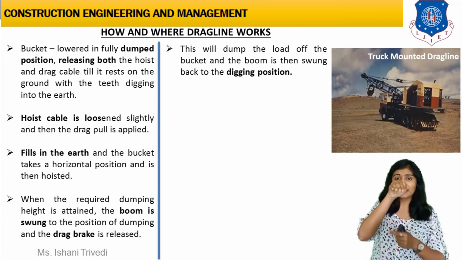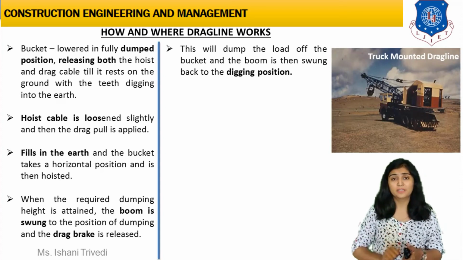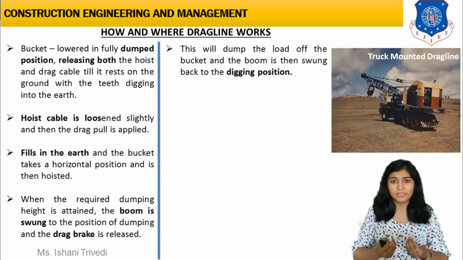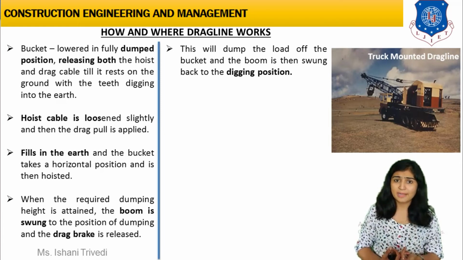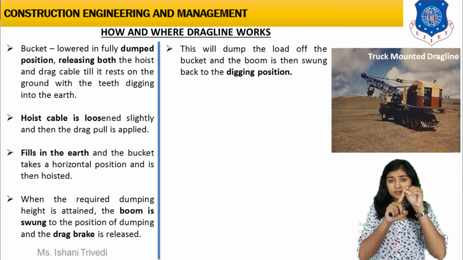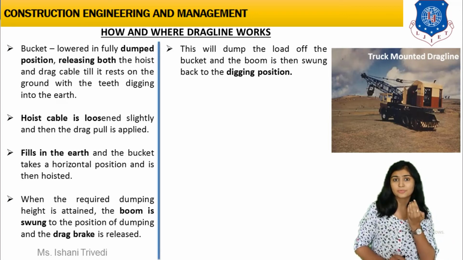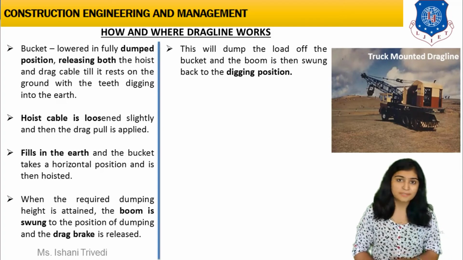If these are the teeth, then this is a fully dumped position. The teeth will be digging the earth. This is how it will be lowered down with the help of hoist cable and drag cable. Next, after the hoist cable, from where it is suspended, that will be loosened slightly and the drag pull is applied. How will you apply this drag pull?